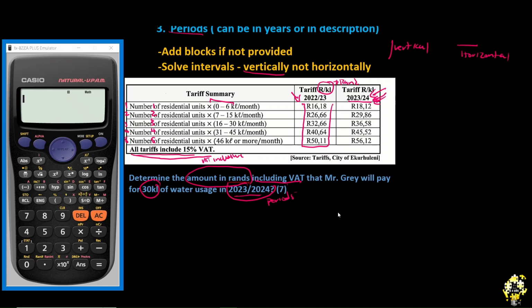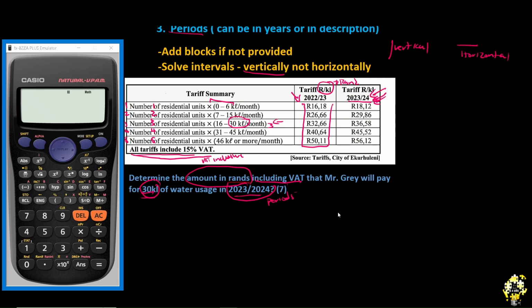Now, before you begin, this is what you want to do. This 30 kiloliters that you are supposed to be calculating the amount they have to pay for, you go to your blocks or you go to your intervals. Where does it fall? Well, it falls on block number 3 or interval number 3. Can you see 16 to 30 kiloliters? So it's here. Having known that, that means that block number 3 is where my calculations have to end.